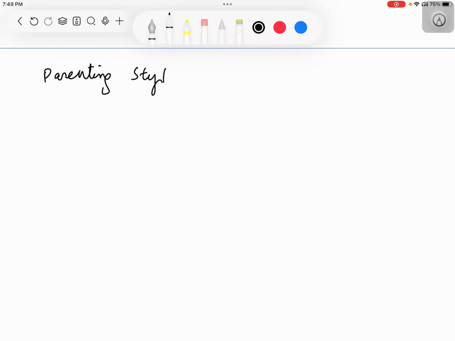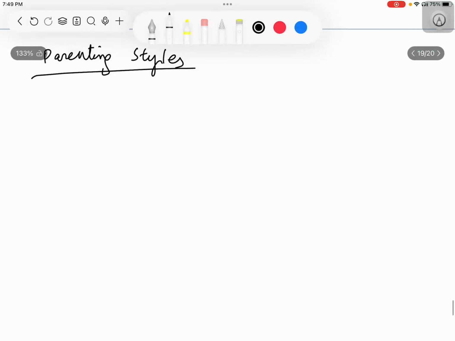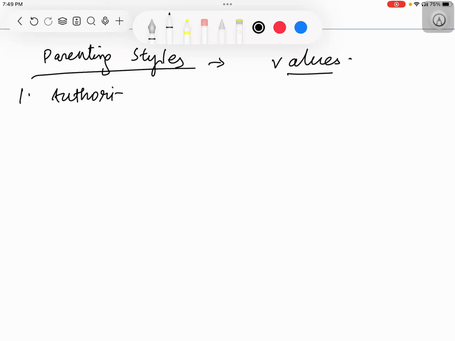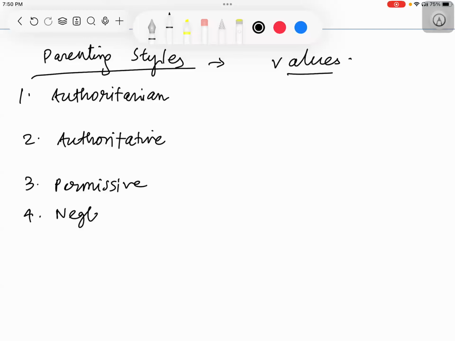family member. Now one small topic, which is usually not in the standard textbook. There are different parenting styles, which also depend on different kinds of values. There is one researcher called Baumrind. He gave different parenting styles. Different parenting styles create different types of values. For example, there is authoritarian parenting style, authoritative parenting style, permissive parenting style, and neglectful parenting style.